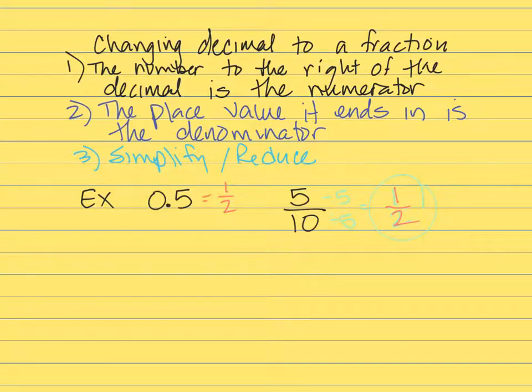You can think of it like money. If you have 5 dimes, that's 50 cents, and 50 cents is half of $1.